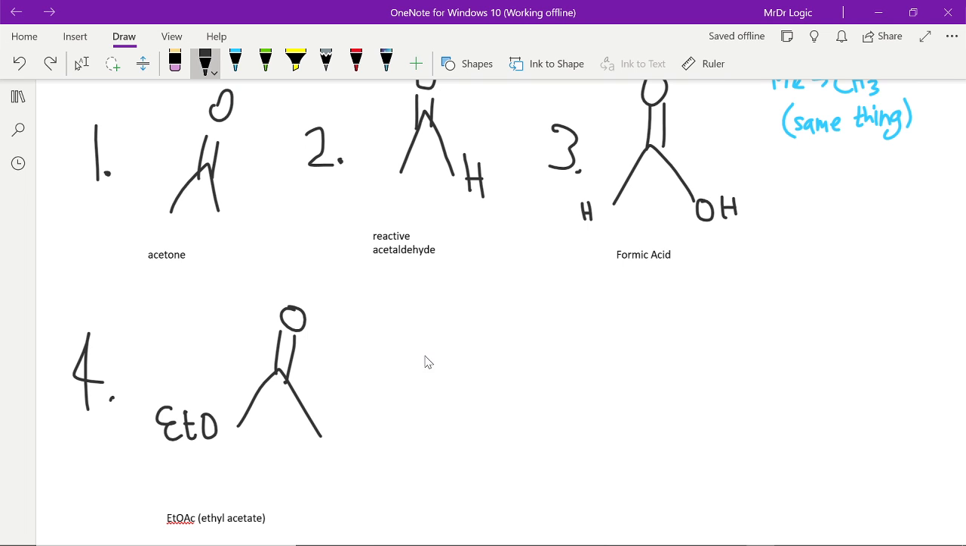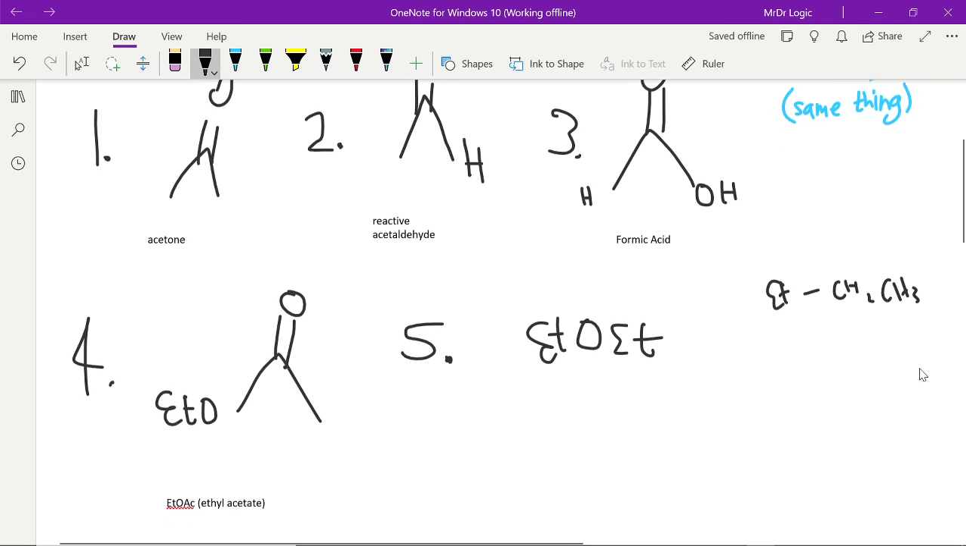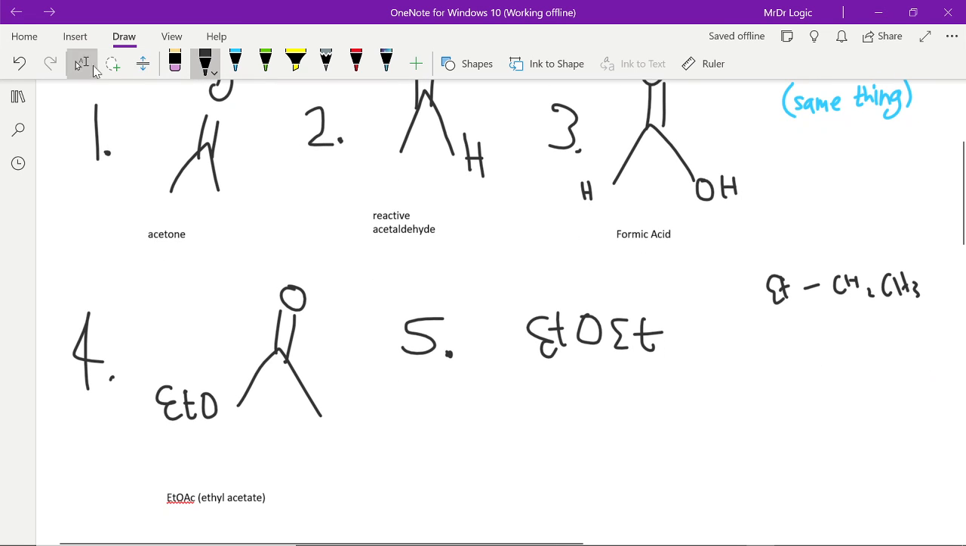And then number five is just a similar variation of this, which is straight up Et-O-Et. Et is just CH2CH3, this is for anyone unsure about it. And you can just call it ether. So straight up ether, or diethyl ether. That's its technical name. So just like this, these two are the same.